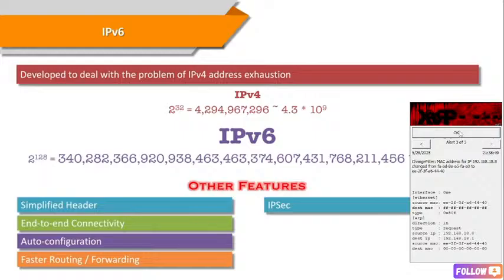Initially, it was decided that IPv6 must have IPsec, making it more secure than IPv4. This feature has now been made optional. IPsec, Internet Protocol Security, is a framework of open standards for helping to ensure private, secure communications over Internet Protocol networks, IP networks, through the use of cryptographic security services.